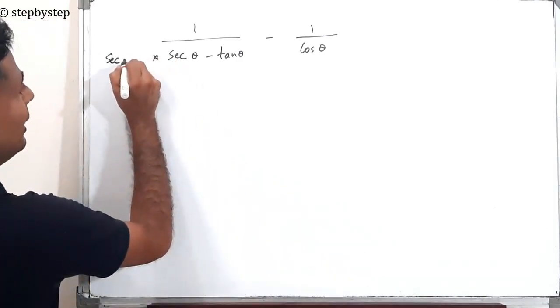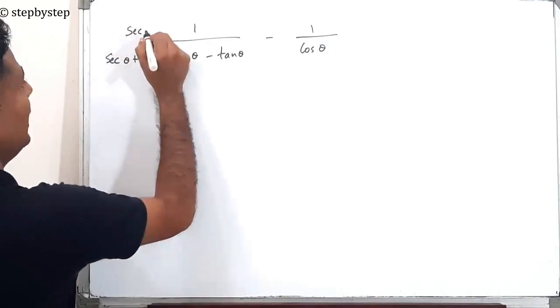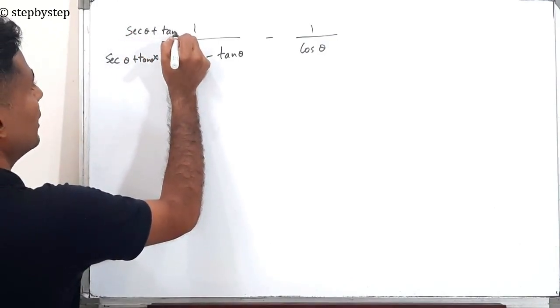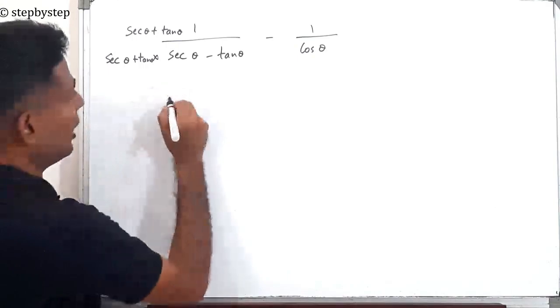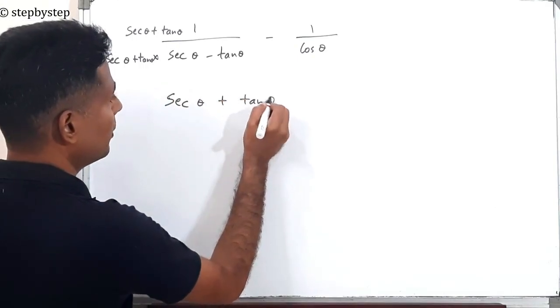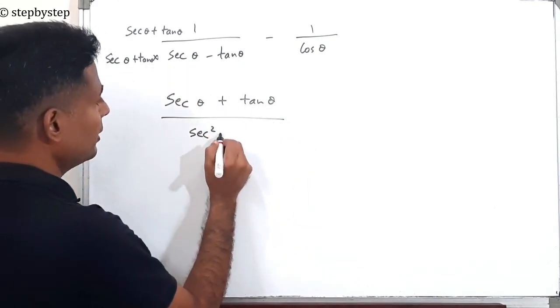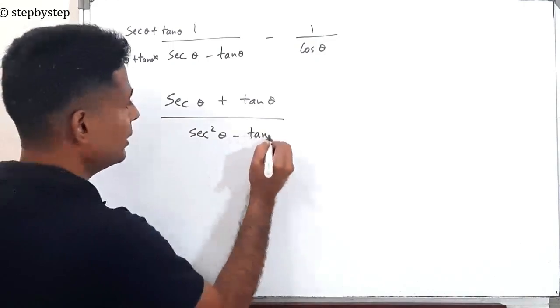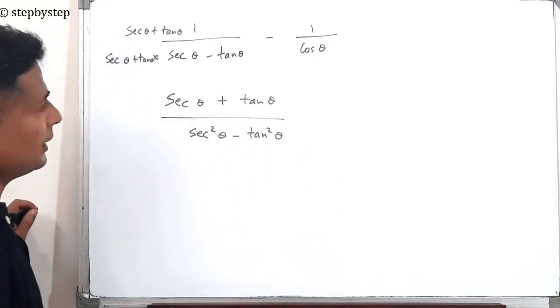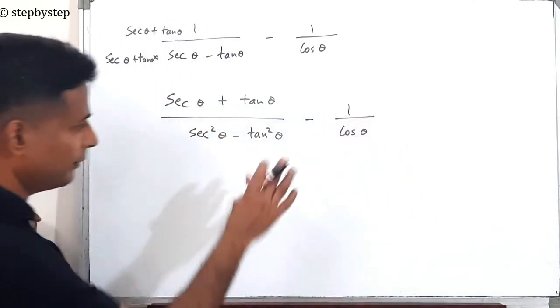We'll multiply here by A plus B. So up also we have to multiply by A plus B, right? So now what do we get? On top we get secant theta plus tan theta, and down we get A plus B into A minus B, A square minus B square, right? Minus 1 by cos theta. I'll leave it like that.